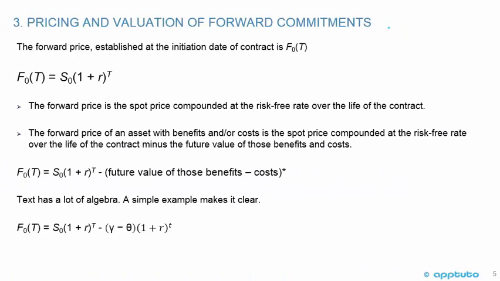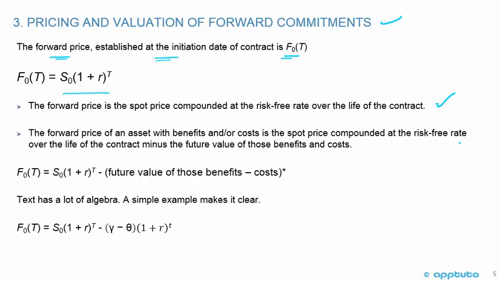So continuing with the pricing and valuation of forward commitments, now we're going to look at how the forward price is established. The forward price is established at the initiation date of the contract, okay? So we can see it's at time 0, so that's the forward price and it's established at time 0. And what does it equal? It equals the spot price times 1 plus r to the t. So the forward price is the spot price compounded at the risk-free rate over the life of the contract, okay?